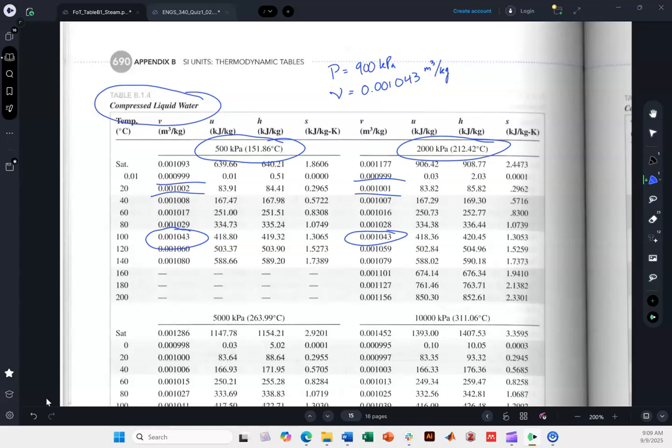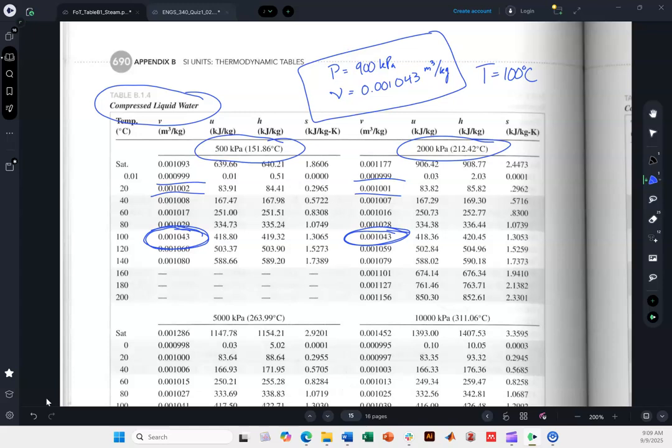And if I keep looking down, I can see here at 100 degrees Celsius, my specific volume is 0.001043. So I'm not actually finding exactly the right pressure, but if I find a pressure on either side of the one I'm looking for, I can find the correct specific volume. If these two numbers were different, here at 2000 and here at 500, the problem would be a little trickier because I would have to interpolate to find it. But because the value isn't actually different at those two pressures, I know my pressure, which is in the middle, is also here. So I can say that T equals 100 degrees Celsius.